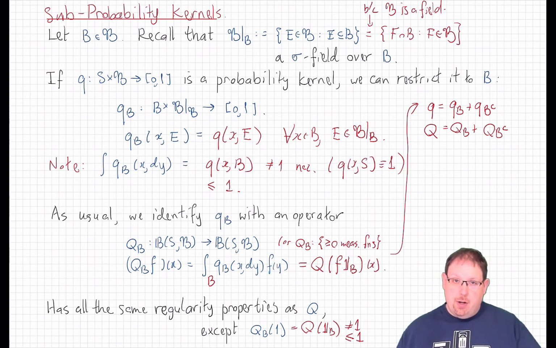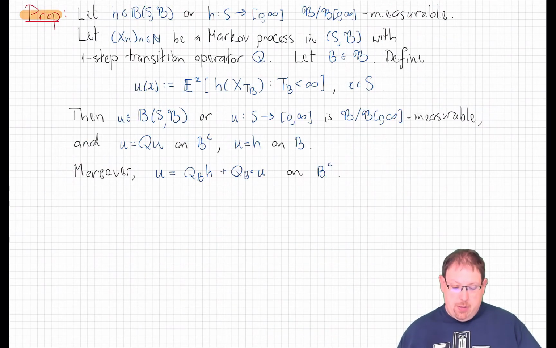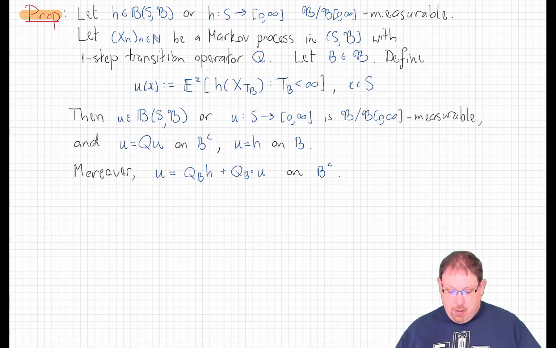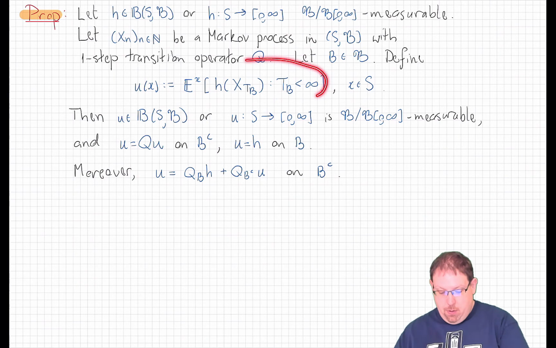So with that notation under our belt, we can now state a generalization of the kind of recursion that we got from first step analysis in the random walk example to generally compute the quantity that we were interested in in the first example on the first slide. That is, if we take a bounded measurable function h, or a measurable non-negative function h, which could even be allowed to take infinite values, and xn is a Markov process whose transition kernel is Q. If we have any measurable subset B of the state space, then we can consider this quantity here.